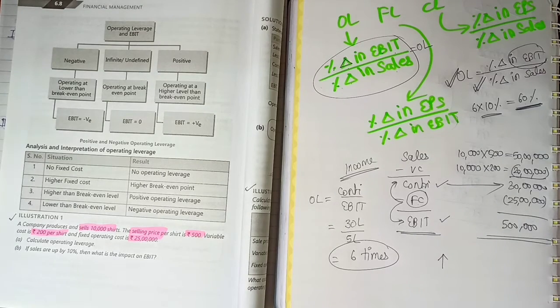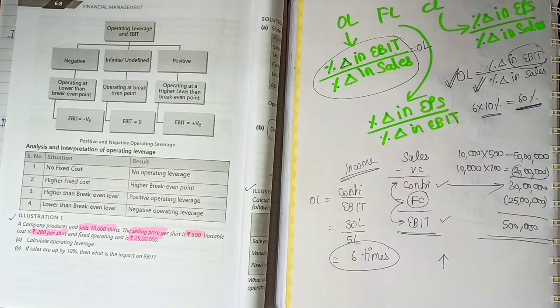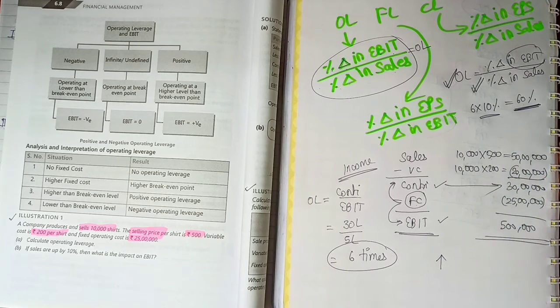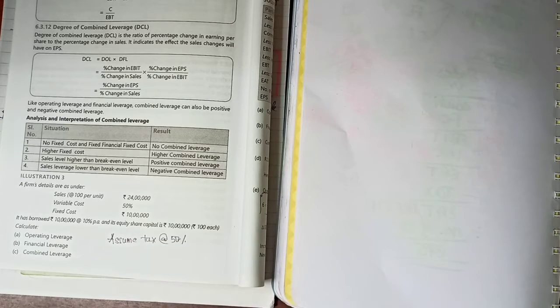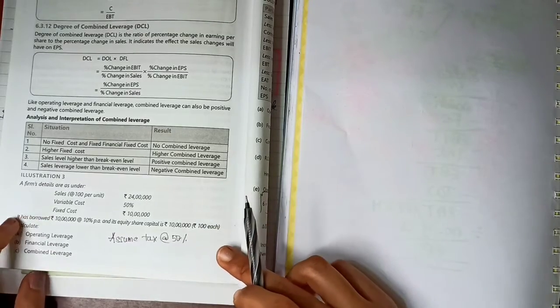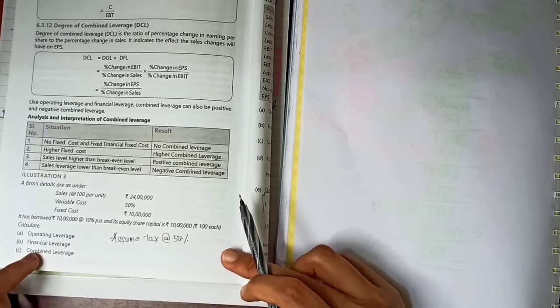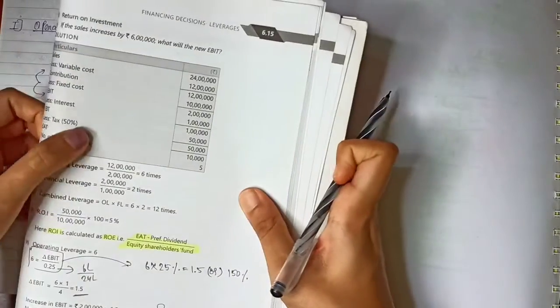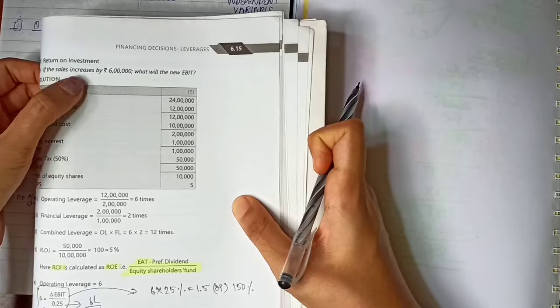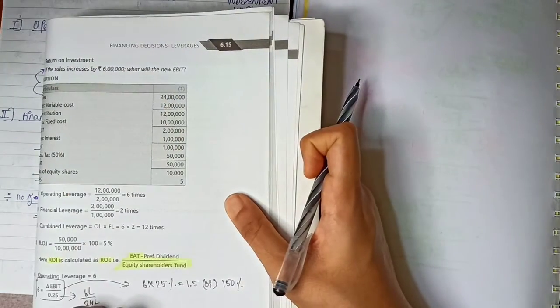So this is the illustration 1, and I hope you would have understood how to apply this and the basic formulas also. So we'll see one more sum. Yes. So for more understanding, I'm also going to solve your illustration number 3. So in illustration number 3, first we'll see what they have asked us to find. They have asked us to find operating leverage, financial leverage, combined leverage, and also return on investment. And they have asked if the sale increases by 6 lakh, what will be the new EBIT?